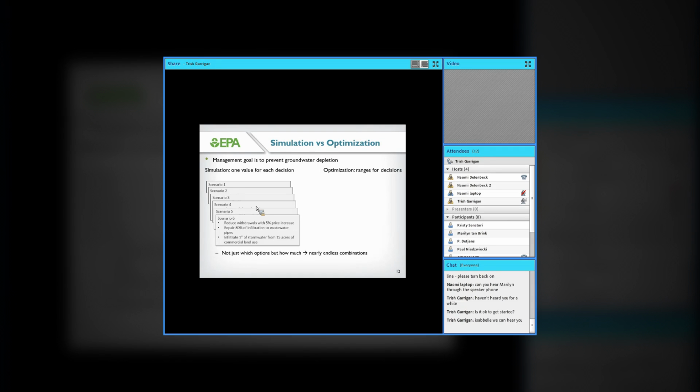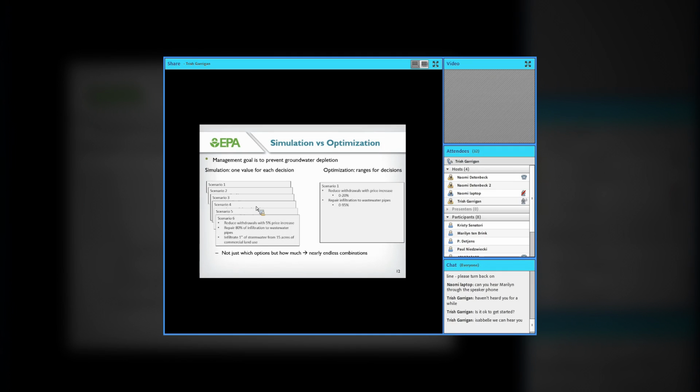So compare that with an optimization model where we specify ranges. Our scenario says that we're willing to reduce withdrawals with a price increase of up to 20%. So that value could be anywhere from 0 to 20. Infiltration to wastewater pipes, anywhere from 0 to 95%, because 95% is probably the practical maximum we can repair, and we need to tell the model that rather than specify 0 to 100. Then we want to say that stormwater, we could infiltrate anywhere from 0 to 2 inches.